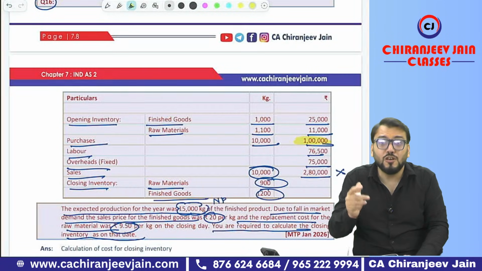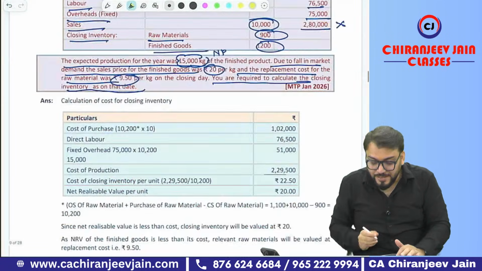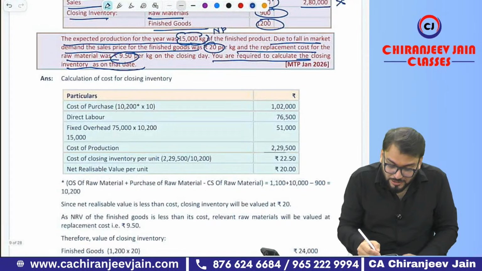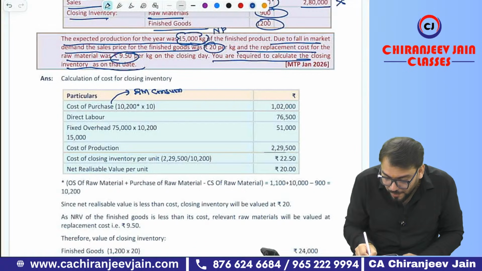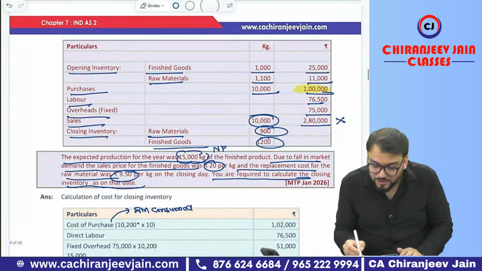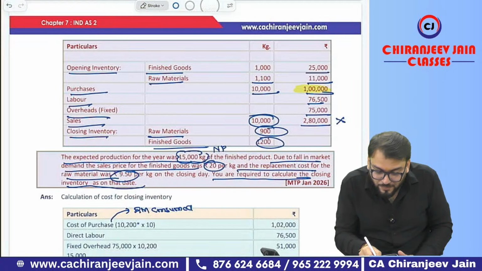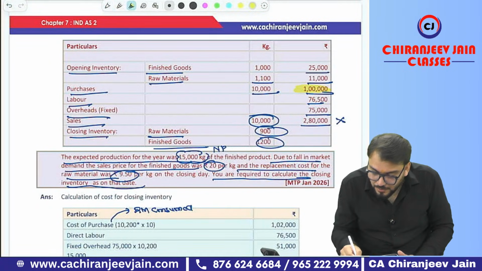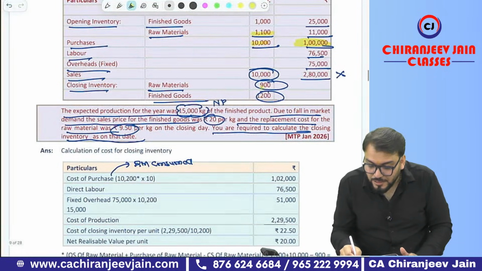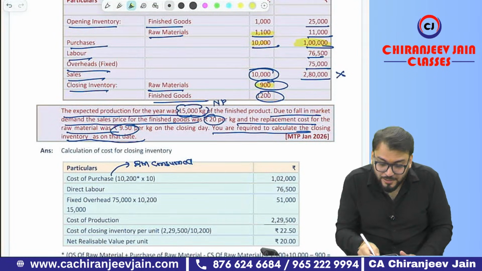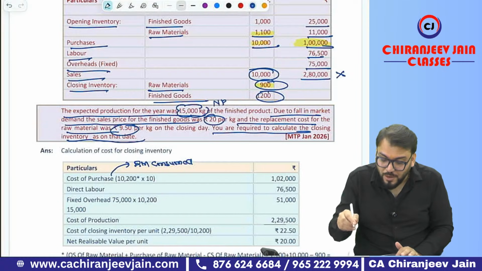Cost of purchase means cost of raw material consumed. So when I say cost of purchase, it is not cost of purchase. This is the cost of raw material consumed, whatever raw material you have consumed. So what was the opening stock of raw material? That is 1100. Then how much you purchased? 10,000. Then what was not used? That is 900. You need to find out how much raw material you have consumed.